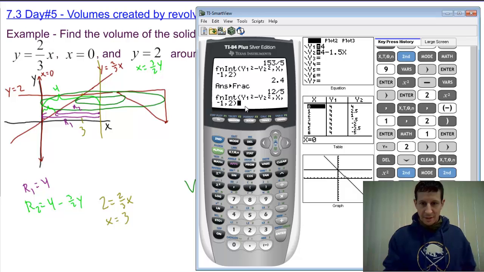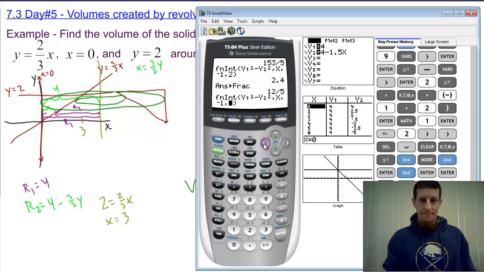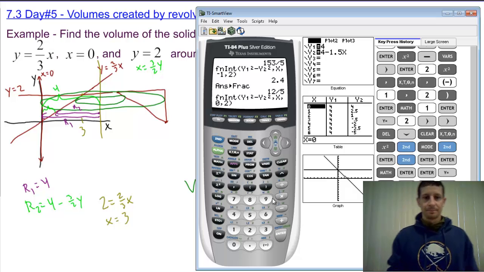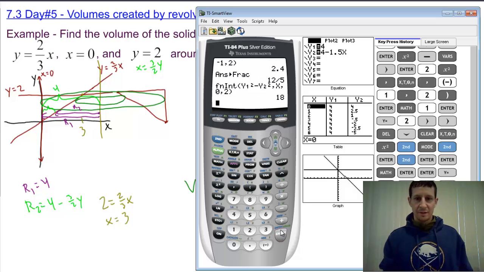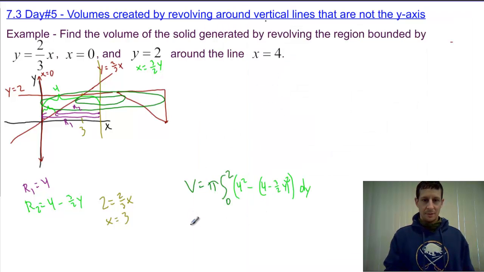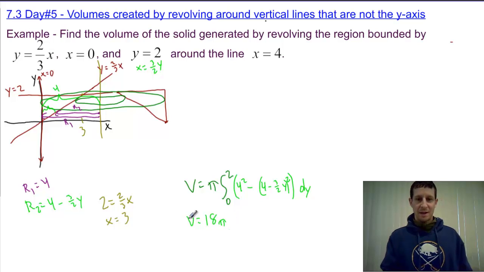Let's see, do I have it set up still? We have outer radius squared minus inner radius squared. X looks like I need to change because we're going from 0 to 2. So 0, comma 2. Hit enter. Very interesting, we get an exact answer of 18. So it looks like our volume is just 18 pi.